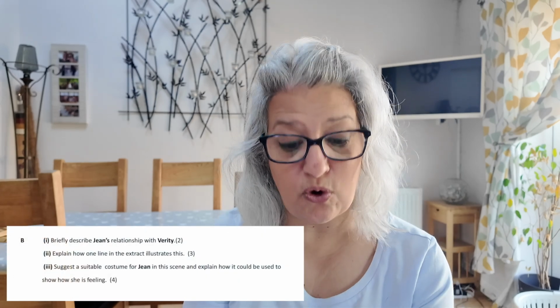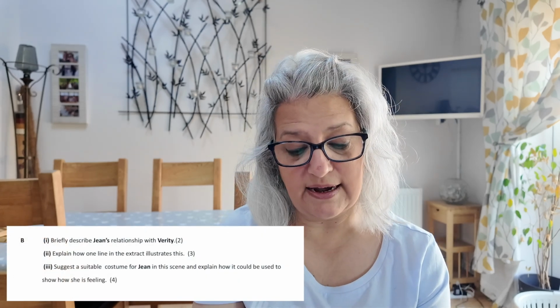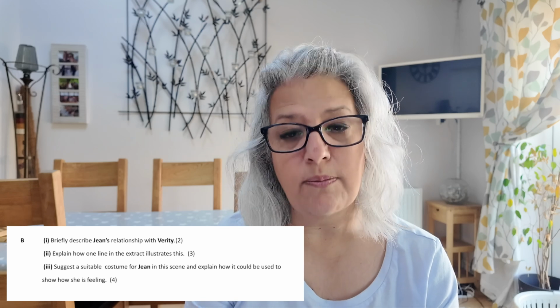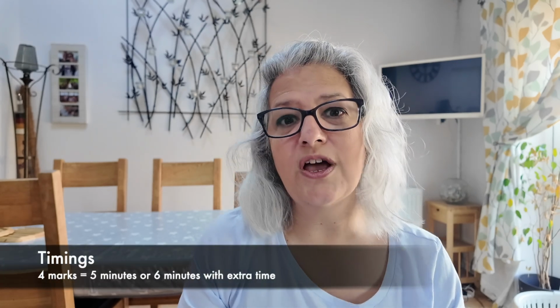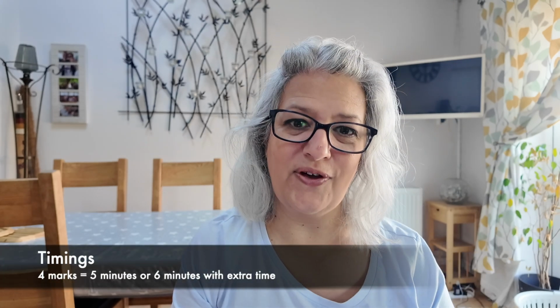Okay, the 4th one in this is suggest a suitable costume for Jean in this scene and explain how it could be used to show how she is feeling. So 4 marks. So I want to make sure that I am giving 4 things. You're probably going to do more than that when it comes to costume, to be honest. And you want to kind of go from head to toe, if you can, work your way down the body so that you're talking about things.